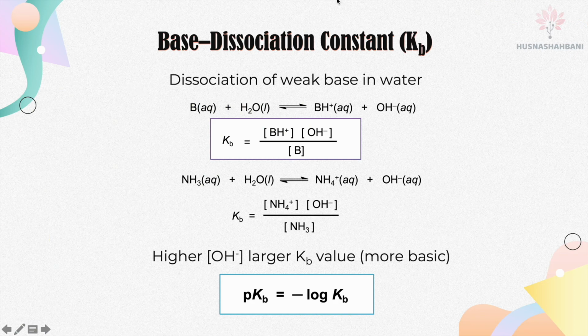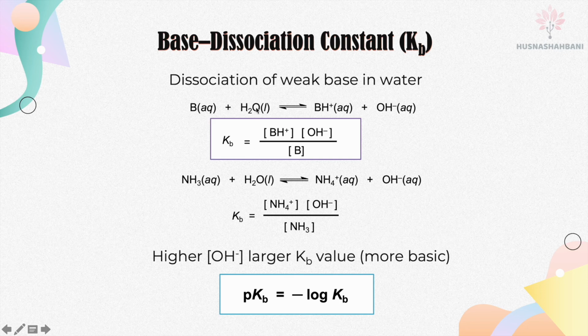Base dissociation constant, Kb. Look at the dissociation of a weak base in water. The Kb expression can be written as BH+ times OH- over B, for the equation B plus H2O. And for NH3 plus H2O, you'll get the products NH4+ and OH-, so Kb is the NH4+ concentration times OH- over NH3.